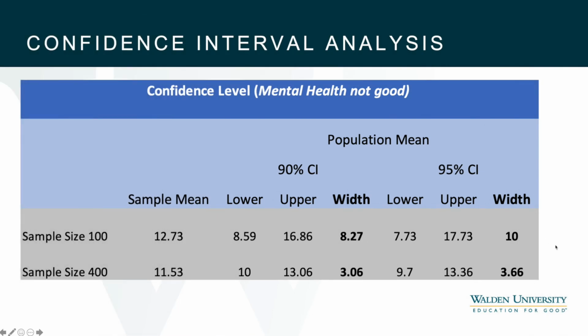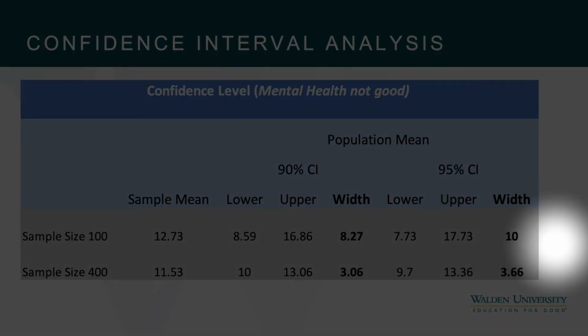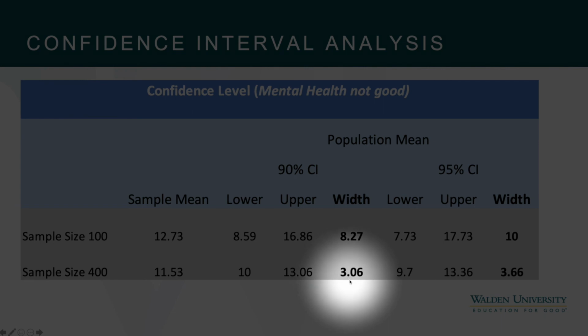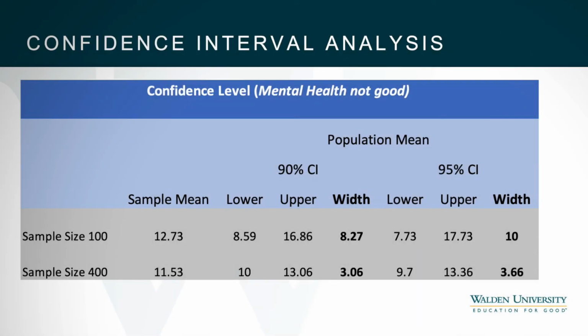Don't change your confidence level, but rather work with an increased sample size, because look what happens here. If I keep my type 1 error at 5%, I can bring the width down to 3.66. One could argue that it's not as tight as a confidence interval for a 90% confidence level. But if I want to decrease that width further, I should definitely increase my sample size.